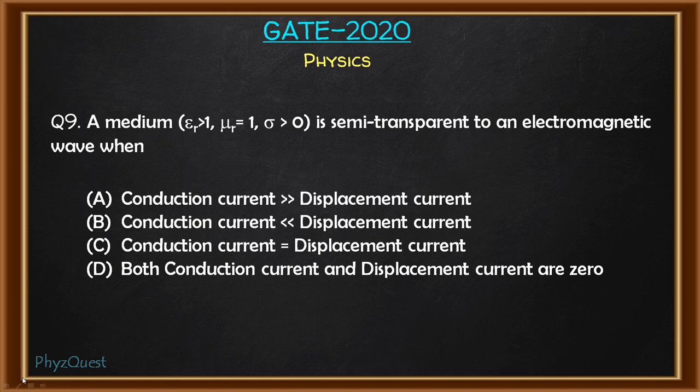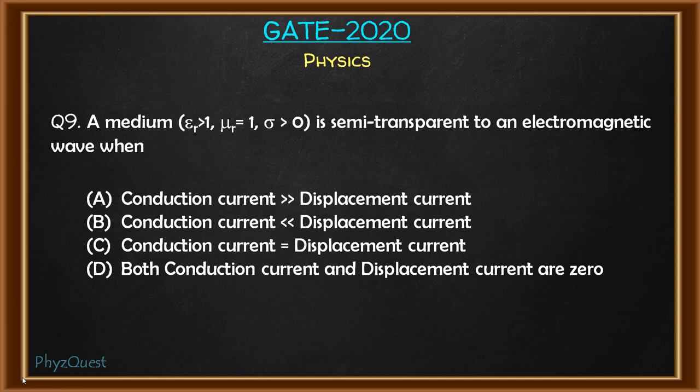The question is: a medium with epsilon r greater than 0, mu r equal to 1 and sigma greater than 0 is semi-transparent to an electromagnetic wave when the conduction current is much greater than the displacement current, or the conduction current is very less than the displacement current, or the conduction current is equal to the displacement current, or both the conduction current and the displacement current are 0. So we have to choose the correct option here.